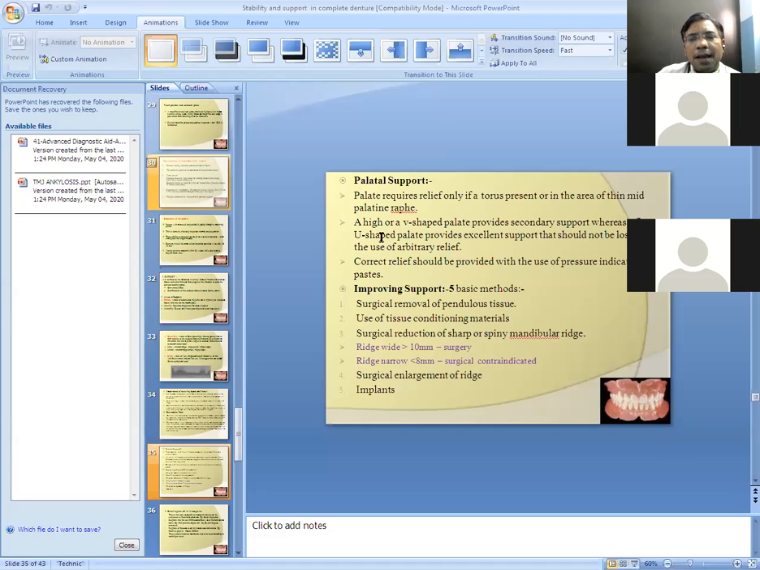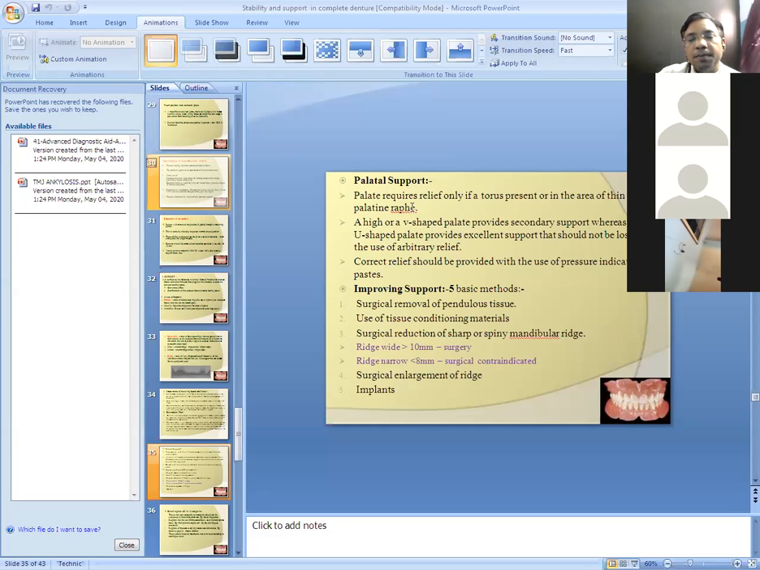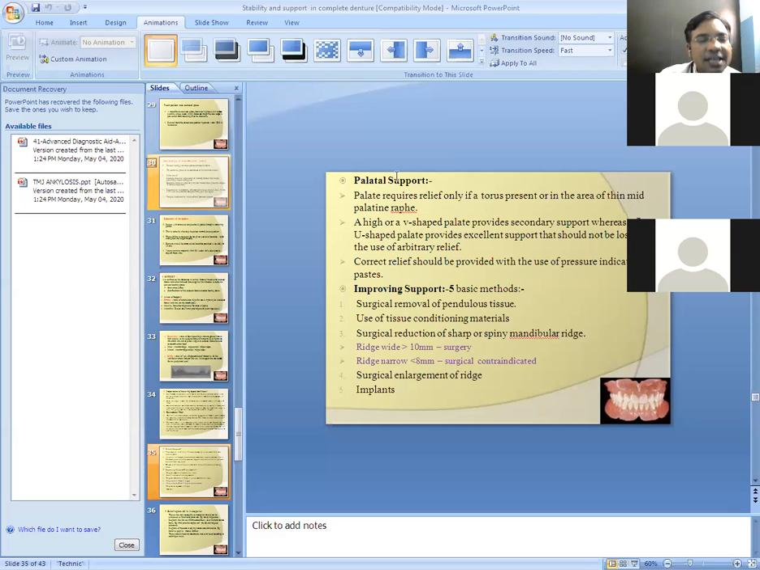Again, for palatal support, we have to take support from the palate. Why? Because a high or V-shaped palate provides secondary support, while a flat or U-shaped palate provides excellent support that should not be lost by use of arbitrary relief. Correct relief should be provided with the use of a pressure indicating paste. That's why we are marking the anterior vibrating line and posterior vibrating line, and recording the posterior palatal seal area in the maxilla.